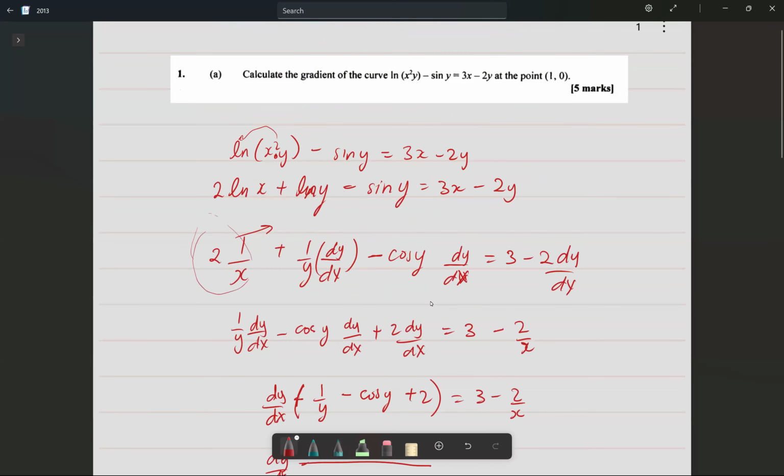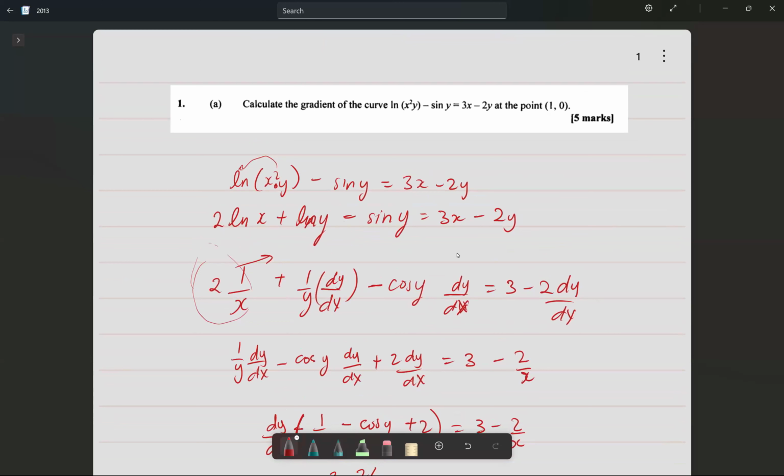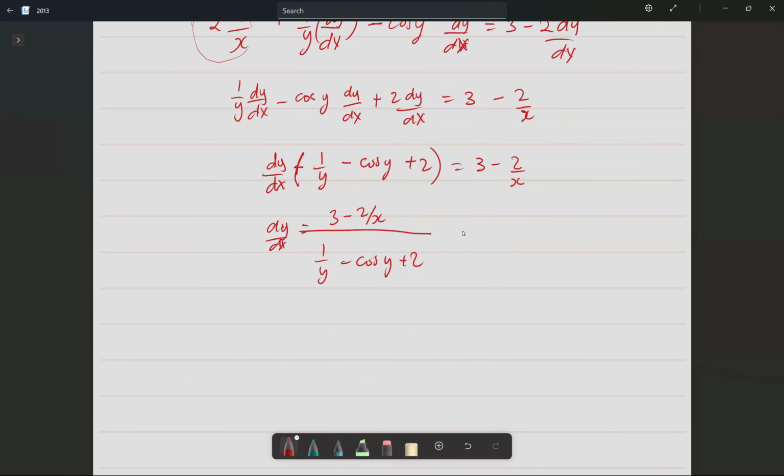Now the actual question, calculate the gradient, says at the point x equals 1, so this first point is x, and y equals 0. The next step is to just plug those in. So you have 3 minus 2 over 1, all upon 1 over 0 minus cosine of 0 plus 2. This section here is going to basically become infinity. So this entire bottom section is going to become infinity, and this is going to become 1, which is roughly 0.